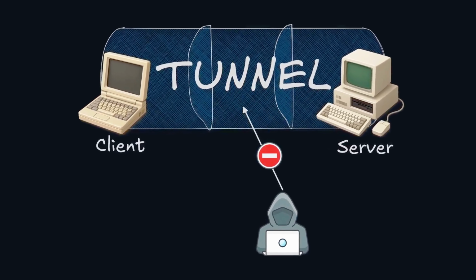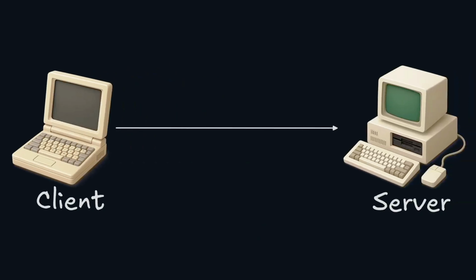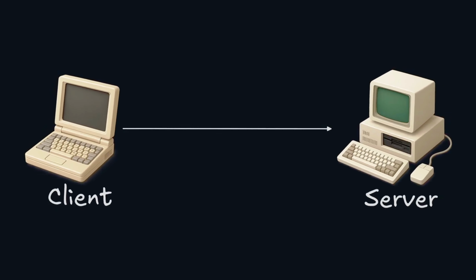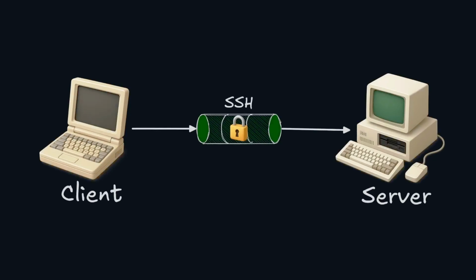To understand SSH better, look at its two main parts, the client and the server. The client is your local machine. The server is the remote machine you want to access. When you start a connection, your device acts as the client and sends a request to the server.